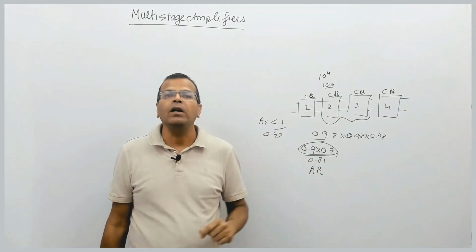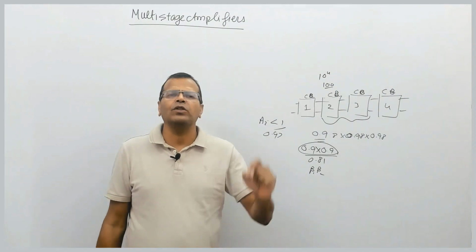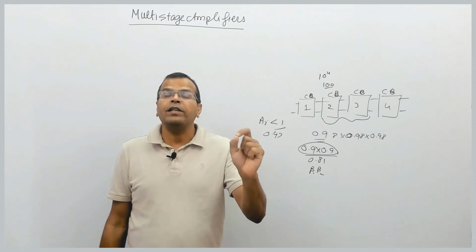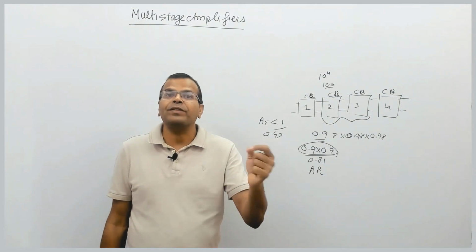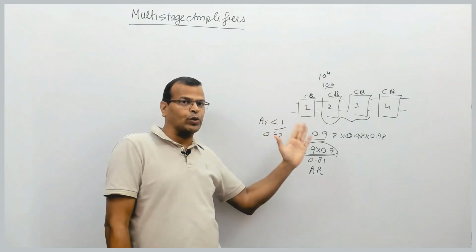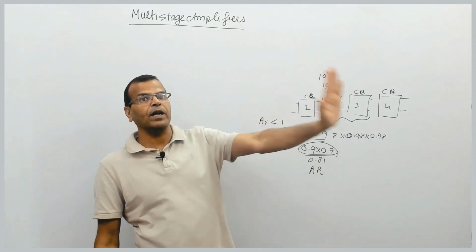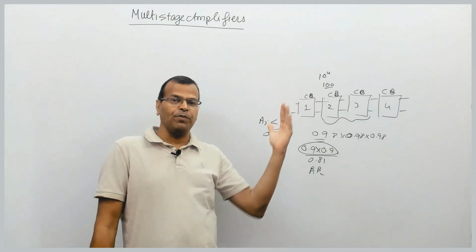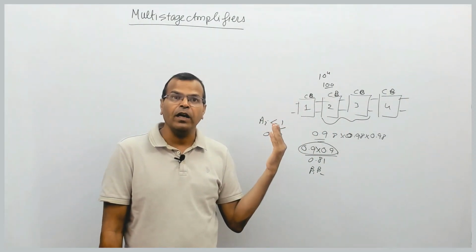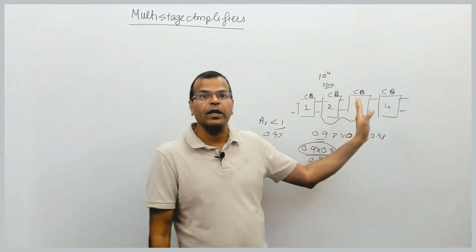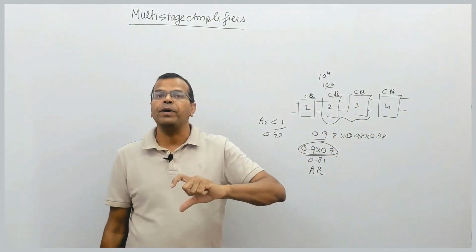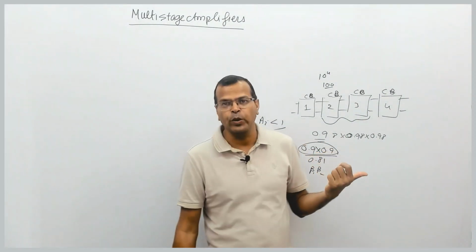For example, common collector configuration has an excellent characteristic of impedance matching. It matches the high impedance source to the low impedance load. Input impedance of the common collector configuration is very high and output impedance of common collector configuration is low. So it can be used for matching of a high impedance source to a low impedance load.